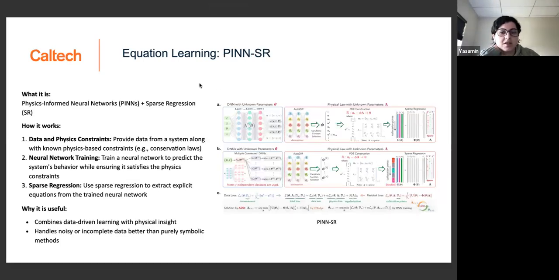The other method is PINN-SR. That stands for physics-informed neural networks plus sparse regression. The way that this works is that, again, given the data and some physics of the system, they train a neural network to predict the system's behavior. And then on top of that, they also use sparse regression to extract the explicit equations from that trained neural network. And so this combines data-driven learning with physical insights, and in general, it handles noisy or incomplete data better than purely symbolic methods.